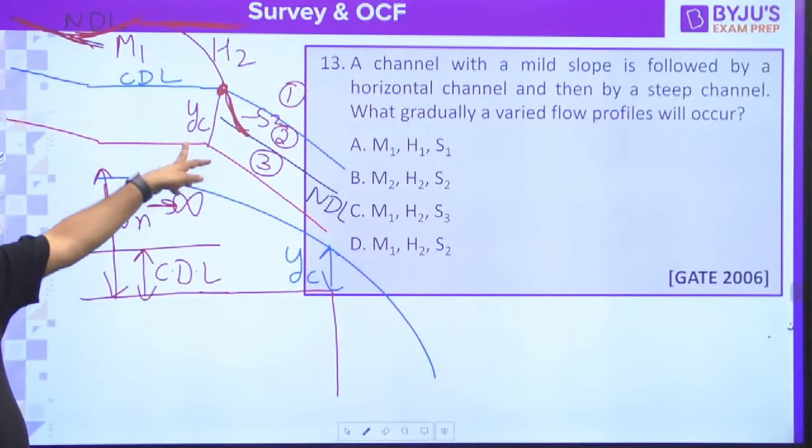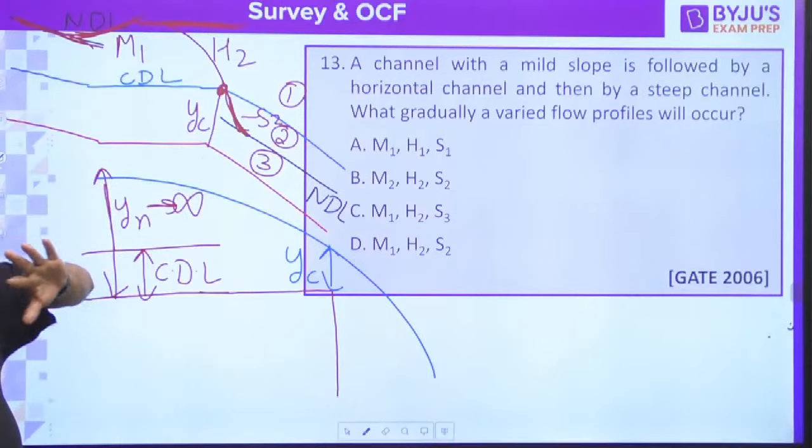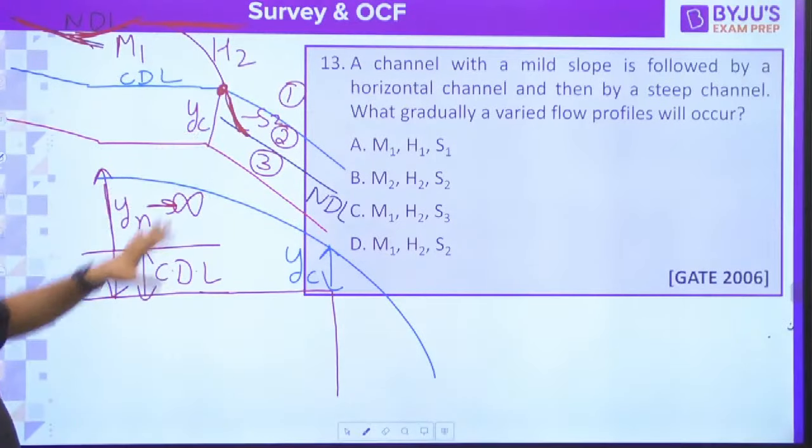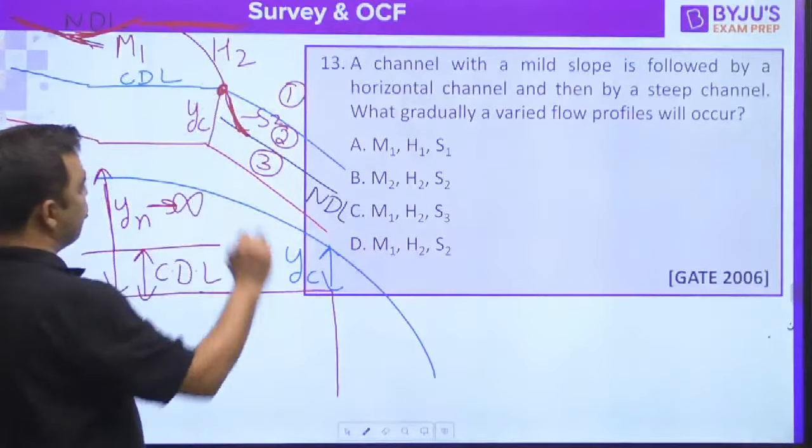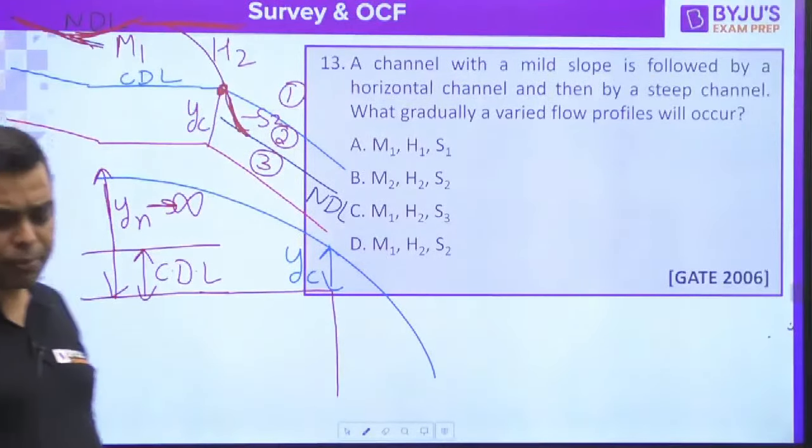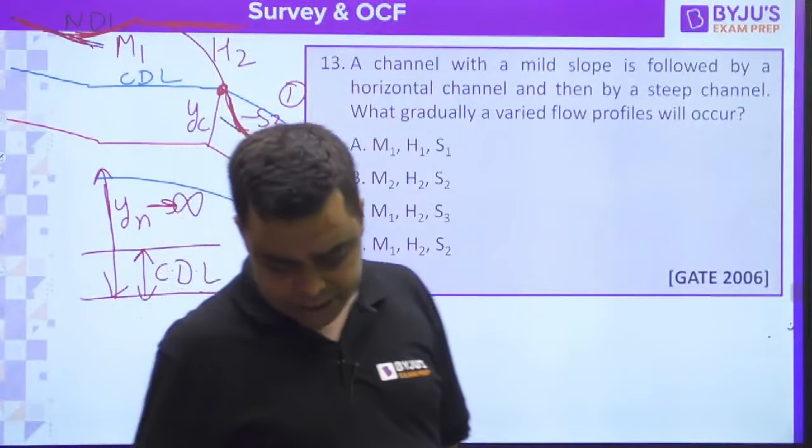So basically over here from horizontal it is S2. So again there is a fall. So at this point this will be what? YC. Depth of flow will be critical. Is it clear, guys?